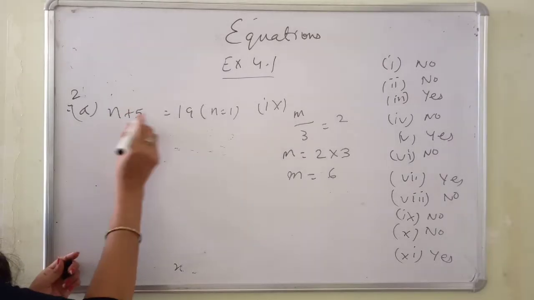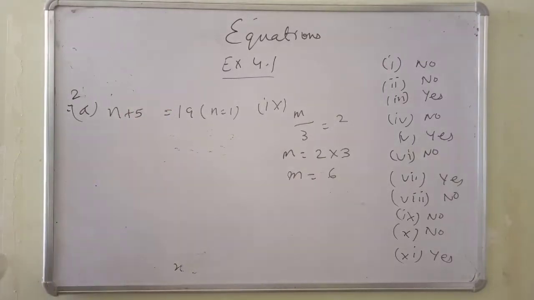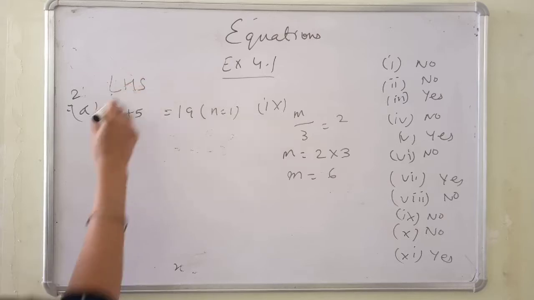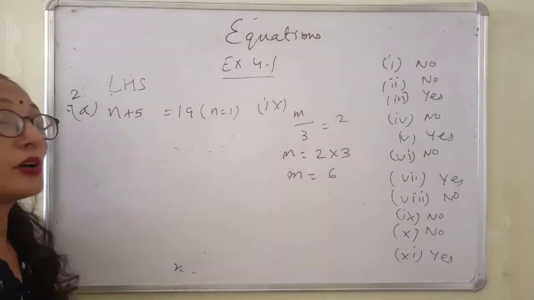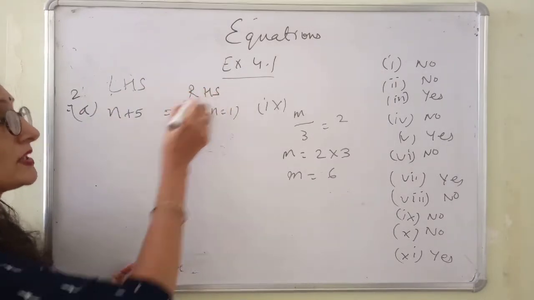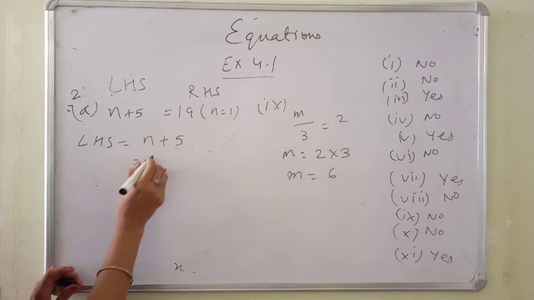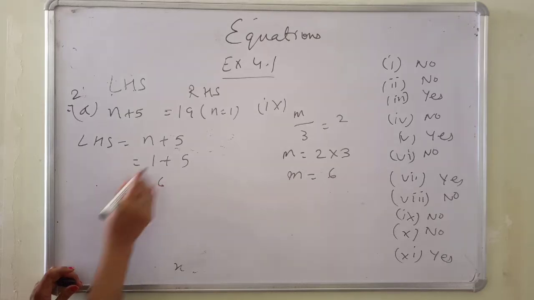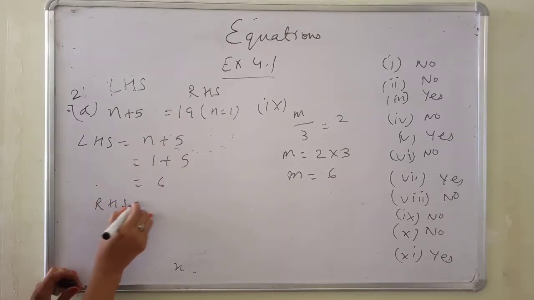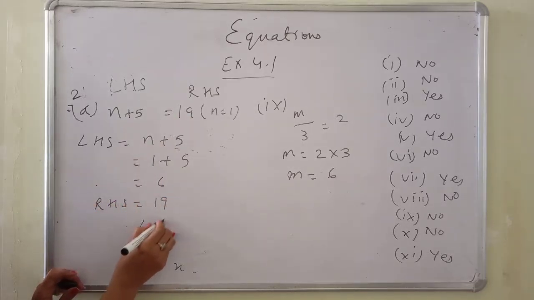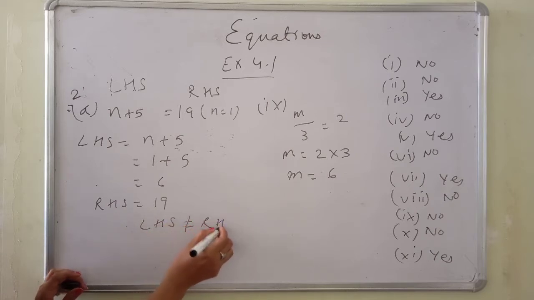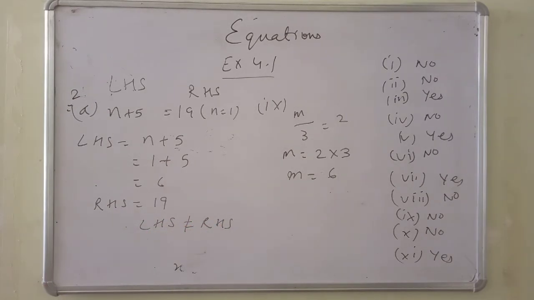All of you know whatever we have written on the left hand side is called LHS, left hand side, and here on the right is called right hand side or RHS. So LHS is n plus 5. Put n is equal to 1 here, 1 plus 5, this is 6, and RHS is 19 only. Are they equal? No, LHS is not equal to RHS. That means this is not a solution. Now we move to the next question. So all the other parts you can solve in the same way.